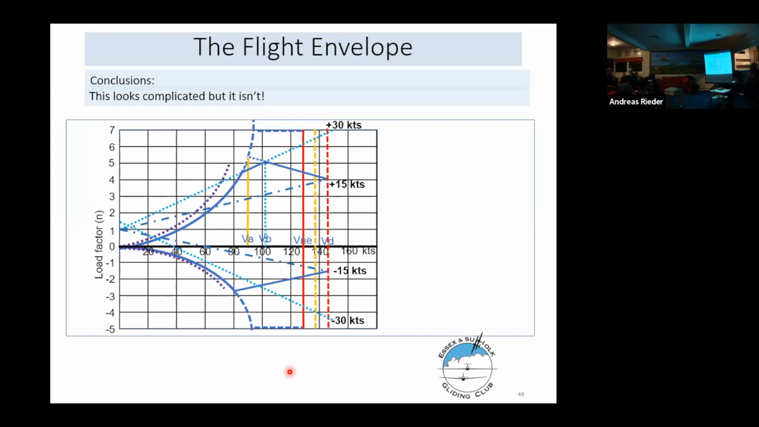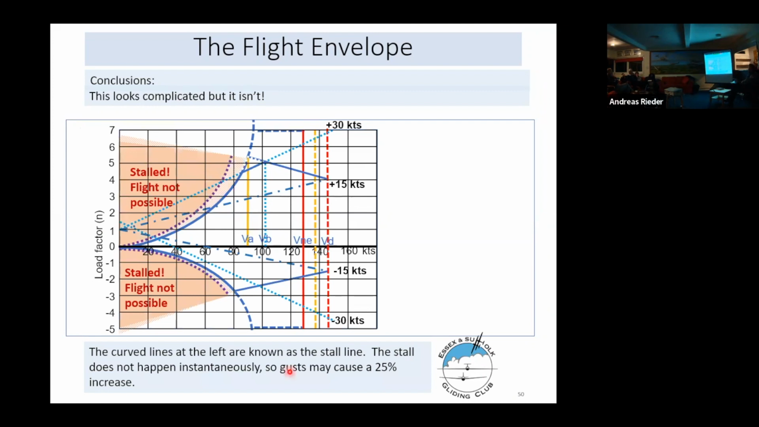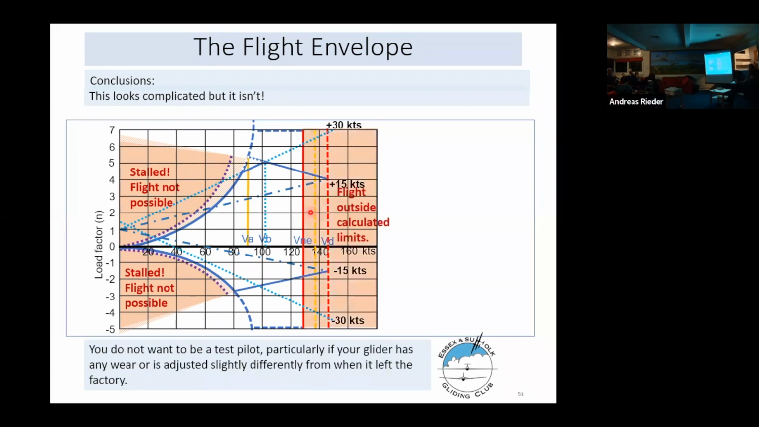Conclusions. This all looks horribly complicated, but if you break it down into its individual bits and pieces, it isn't. That curved line on the left is called the stall line, and to the left of the stall line, flight is not possible. To the right of the stall line, flight is possible. Here we've got VNE. Flight to the right of VNE is stupid, and you're likely to break something.